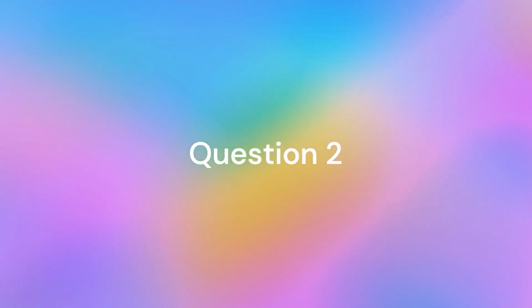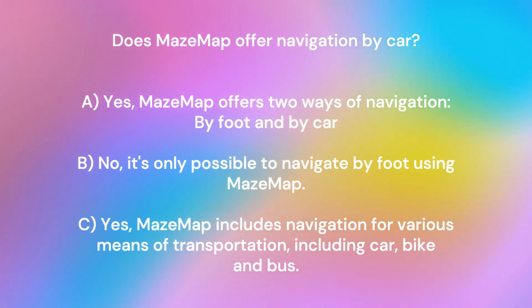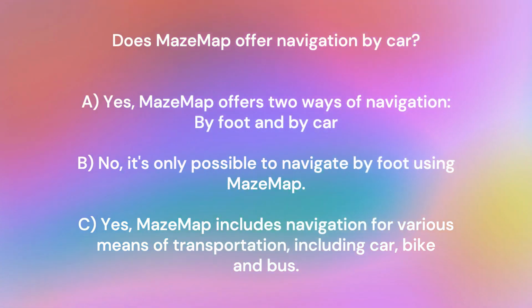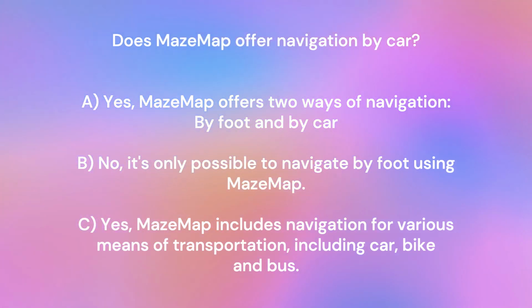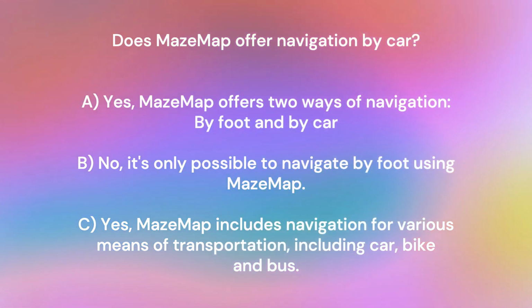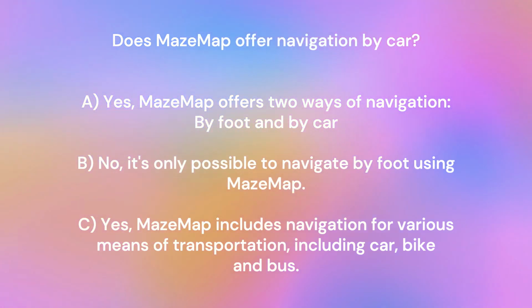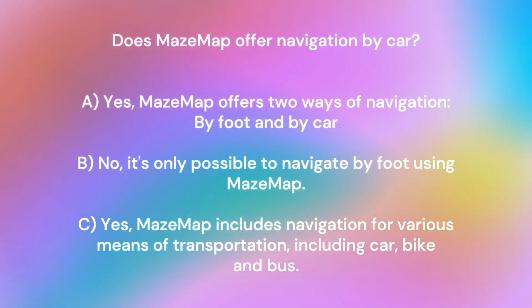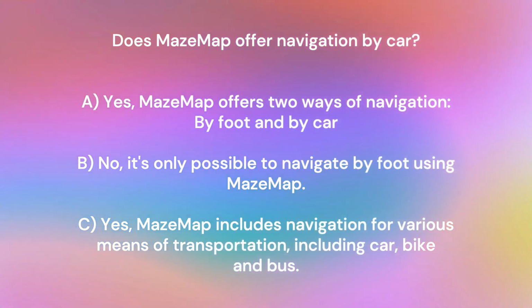Question 2. Does MazeMap offer navigation by car? Option A. Yes, MazeMap offers 2 ways of navigation, by foot and by car. Option B. No, it's only possible to navigate by foot using MazeMap. Option C. Yes, MazeMap includes navigation for various means of transportation, including car, bike, and bus.